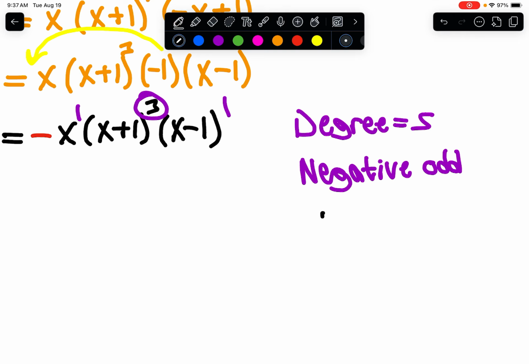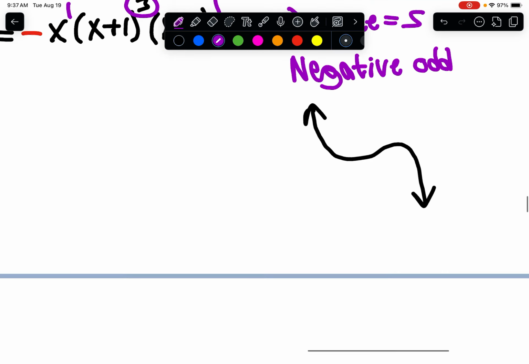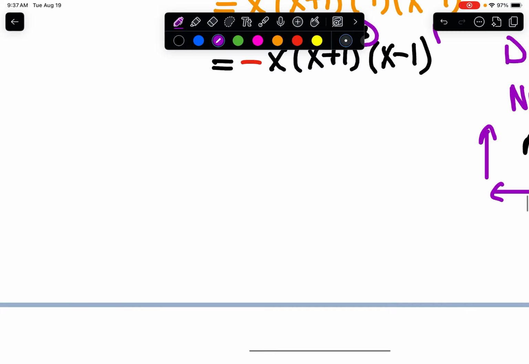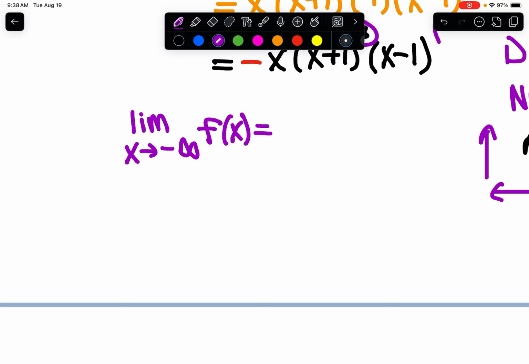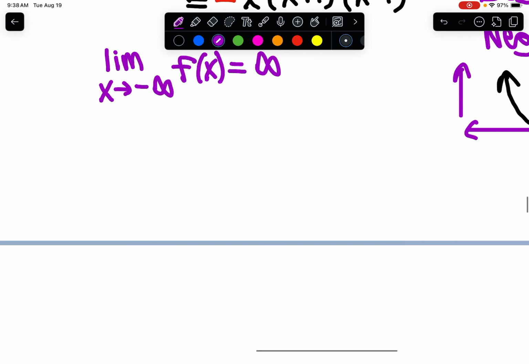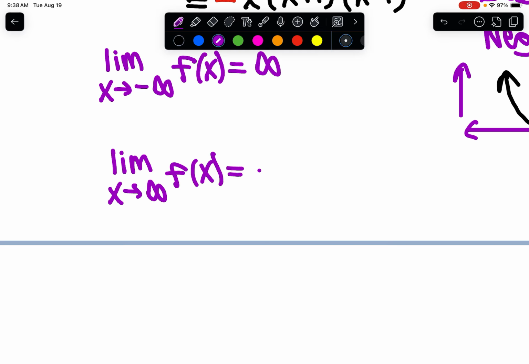So negative odd could look something like this. For your limit notation, as my x value decreases, my y value will increase, and as my x value increases, my y value decreases. So my limit as x is approaching negative infinity of f of x is going to equal positive infinity. And my limit as x is approaching positive infinity of f of x is going to equal negative infinity.